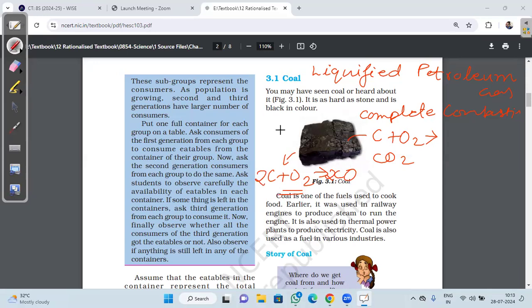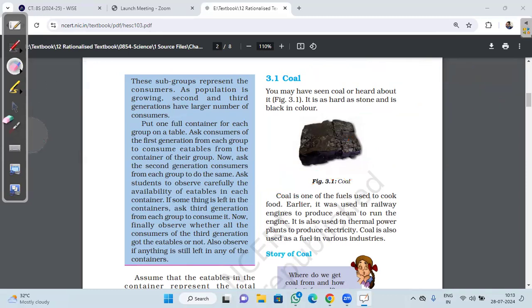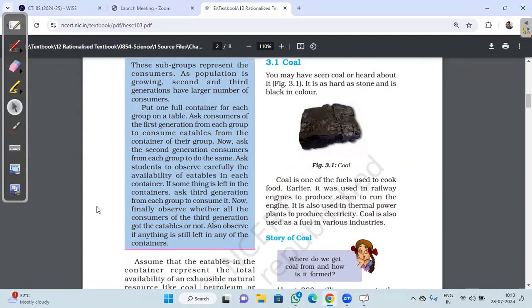So there should be a sufficient supply of oxygen when you are burning coal. If you burn coal in a sufficient amount of oxygen, it will lead to the formation of carbon dioxide. In this way, your fuel will also not be wasted, and you will be able to obtain more heat from it. Got it? This is the story of coal.